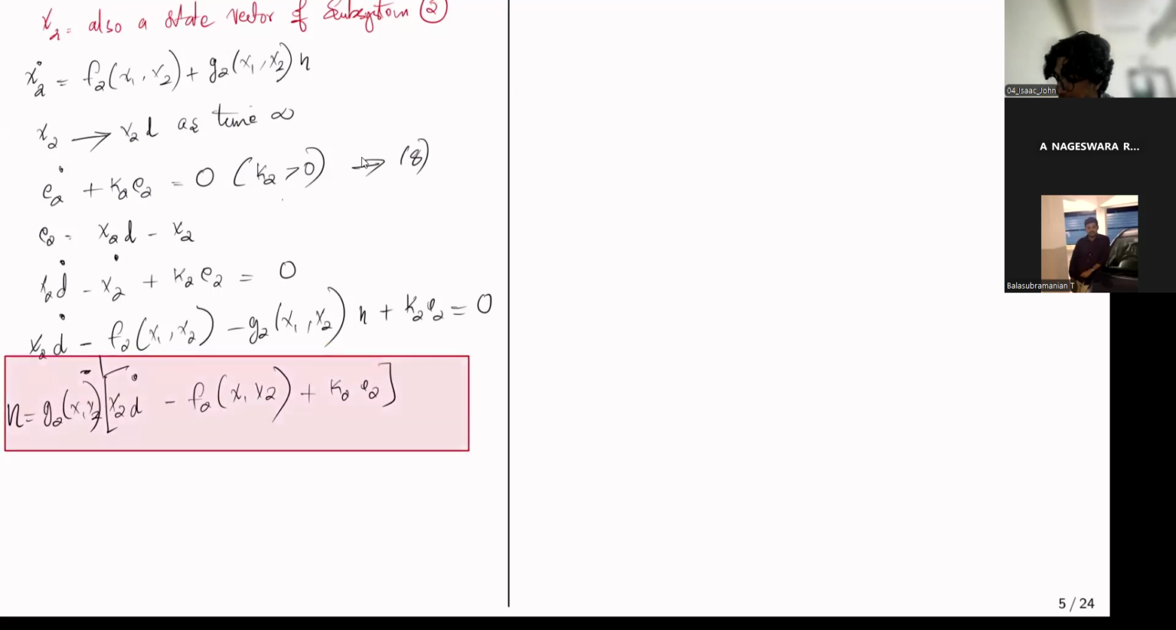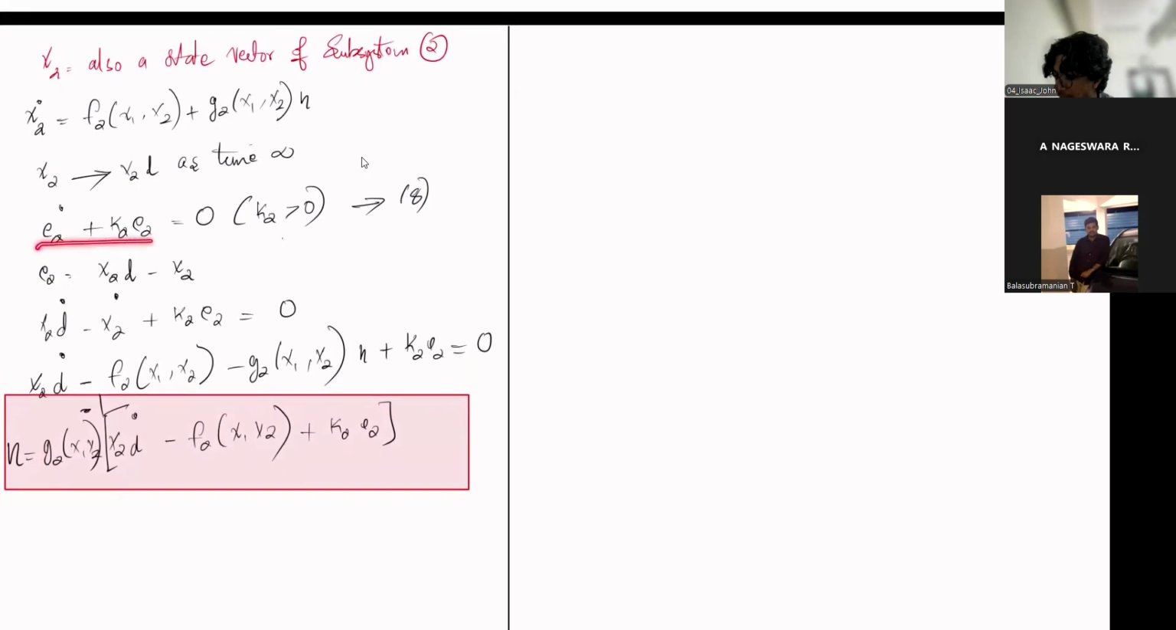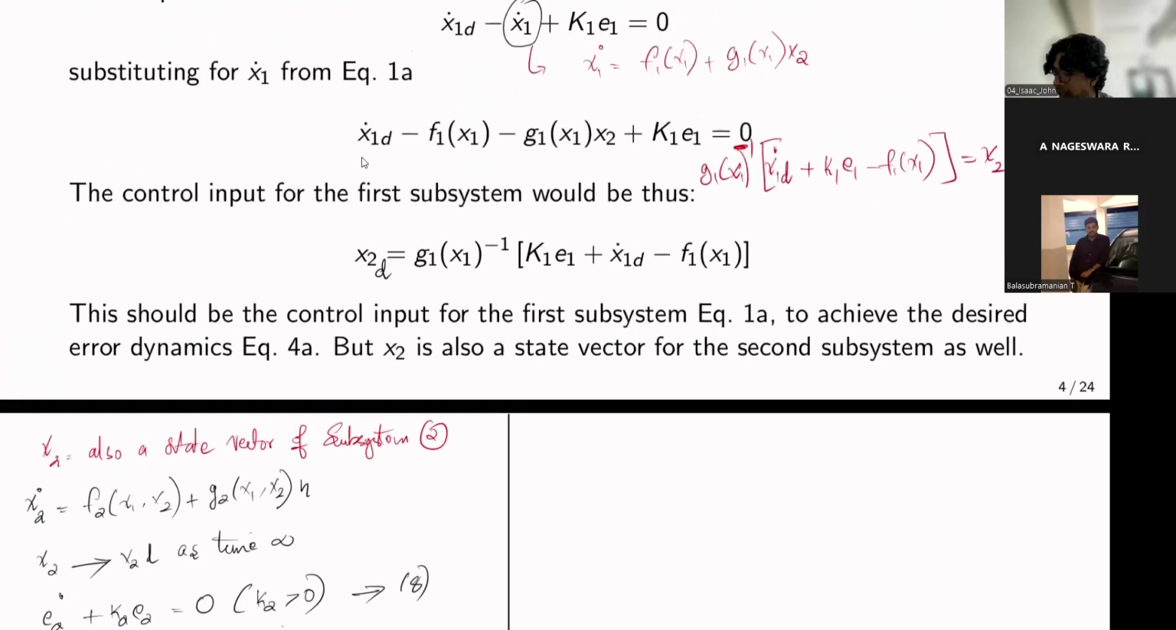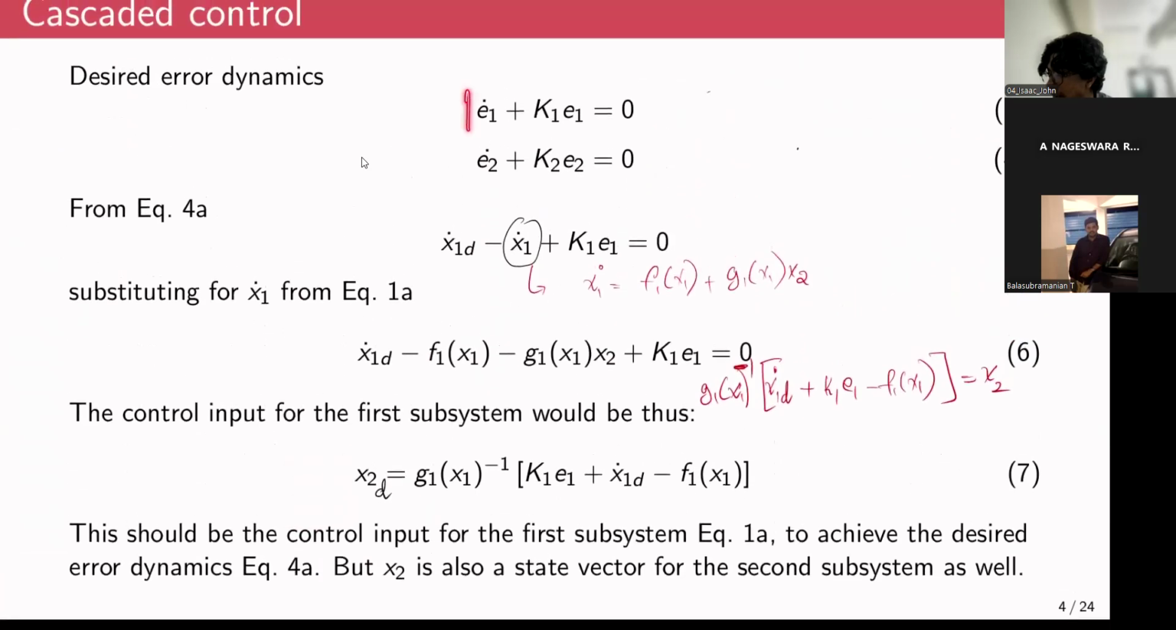So if this would be your control input u, your system will behave as per this second order error dynamic, right? Where as time tends to infinity, this error would tend to 0. That basically means the x2 would converge to x2 desired, right? So you can force x2 to converge to x2 desired. And if that happens, your first order error dynamics will also be satisfied.